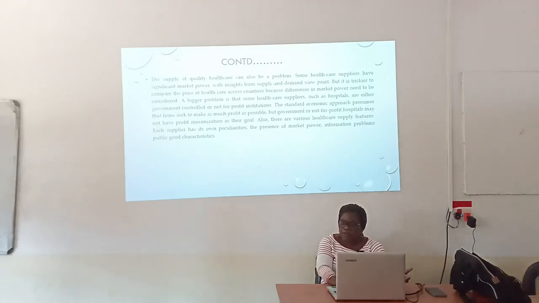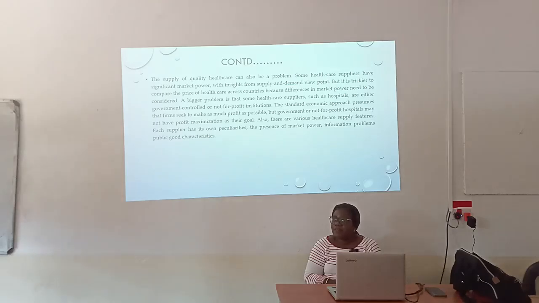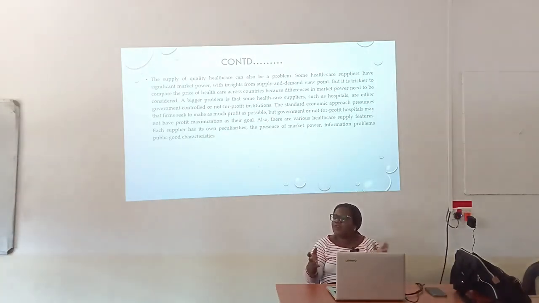Do you know that? Some healthcare suppliers have significant market power from a supply and demand viewpoint. They have that significant market power in terms of determining prices, right? For example, prices of pharmaceutical companies. They can determine them because they have, we can say, relationships with such people, right?